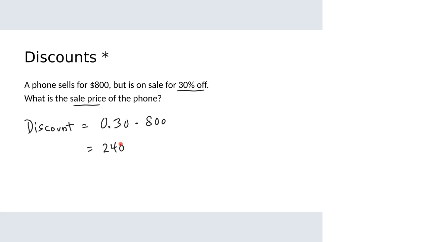Almost always somebody answers with the 240 because we found an equation, we solved that equation. Seems like we ought to be done, but we're not because this question said, what is the sale price? And so the price of the phone will be the $800 original price minus the 240 discount. It'll be $560. Let me know if you have any questions on that before we move on to markup.